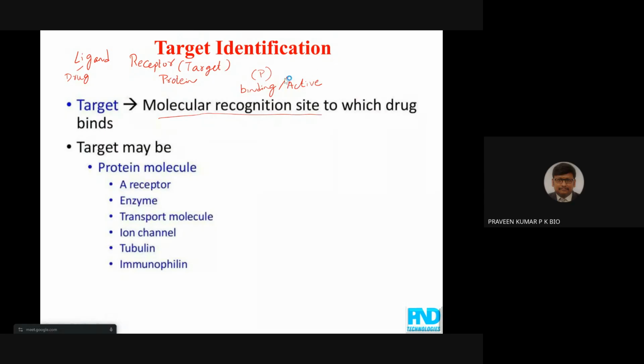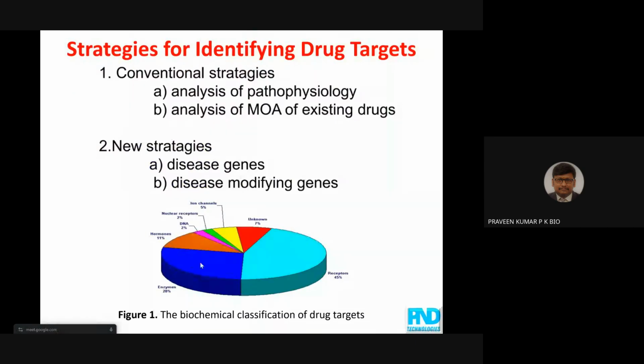Okay, so if it is a protein, we call it a binding site, and if it is an enzyme, we call it an active site. And the target molecule can be a receptor, enzyme, which is what we have discussed, transport molecule, ion channel, tubulin, immunophilin. We'll be discussing more about this. Strategies for identifying drug targets. There are two strategies for identifying drug targets.